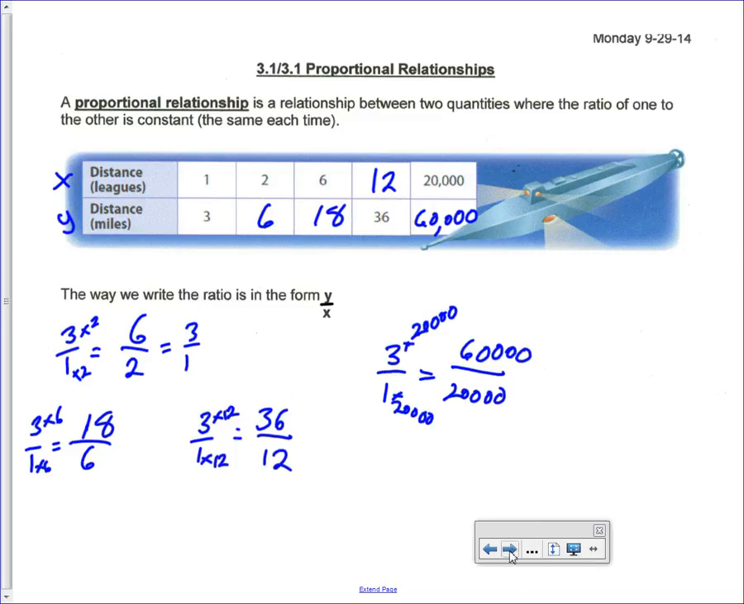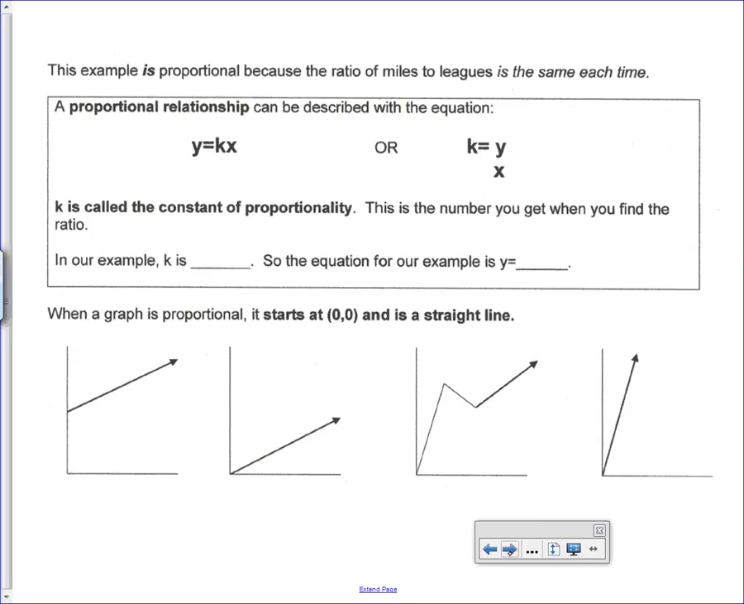Let's go to the next page of your notes. All right, this is an example. This example is proportional because the ratio of miles to leagues is the same each time. Actually, I think this is the same page. It says a proportional relationship can be described with the equation y equals kx, or k equals y over x. K is called the constant of proportionality. This is the number you get when you find the ratio.